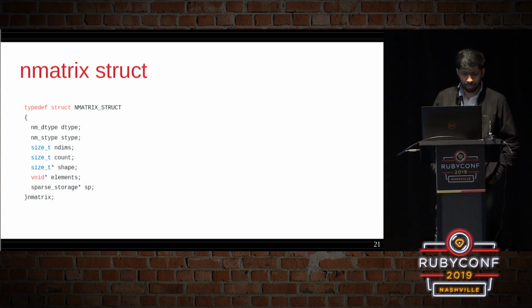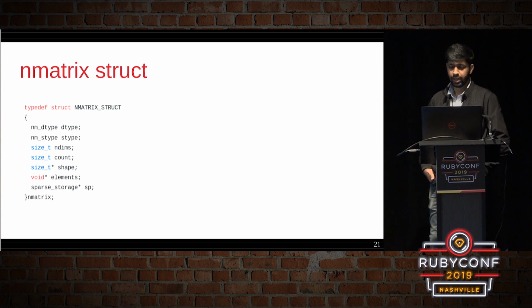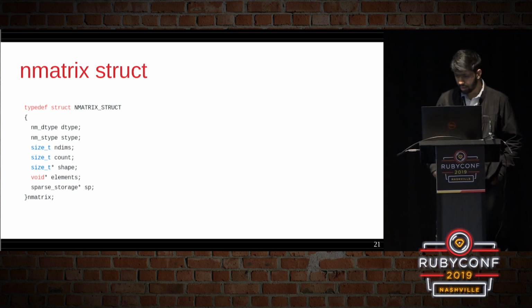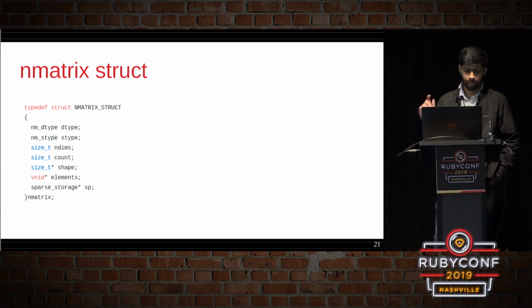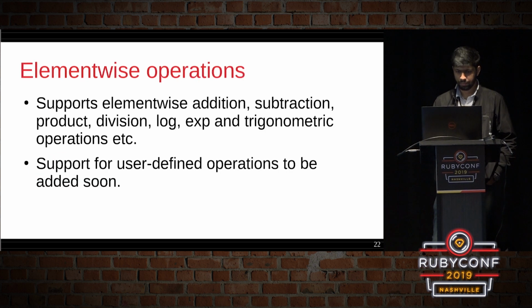Then comes nDims, which is the number of dimensions. So if you have a 2D matrix, the number of dimensions is 2. If you have a 1D array, then the number of dimensions is 1. Then comes the shape of the matrix, which is the length of the row, length of the column, or length of any other dimension that you define. Then comes the pointer to the elements array. So it's a pointer to the memory location where all the elements are stored. Then comes the pointer to the sparse struct, which is also deprecated because it's part of Ruby Sparse now.